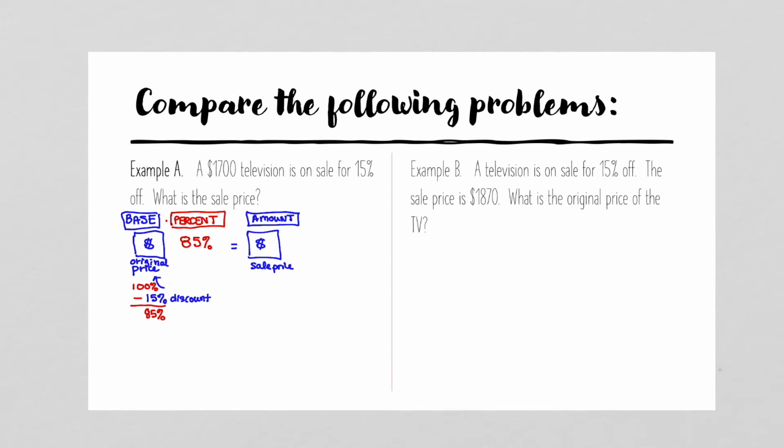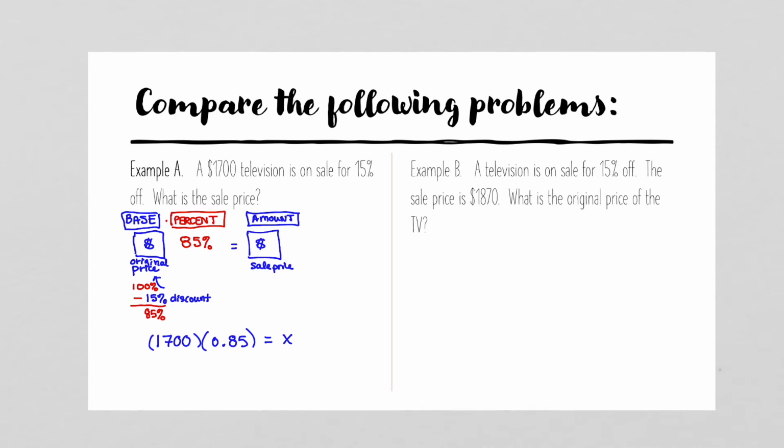And let's put everything together. Let's write our equation, shall we? Okay, the base is the original price, and that's $1,700. I'm going to take 1,700 times my percent, and my percent is 85% or 0.85, and that's going to equal my sale price. But for this particular problem, I don't know what that sale price is, and so that's going to be X. So the percent equation that would solve this example would be 1,700 times 0.85 equals X.